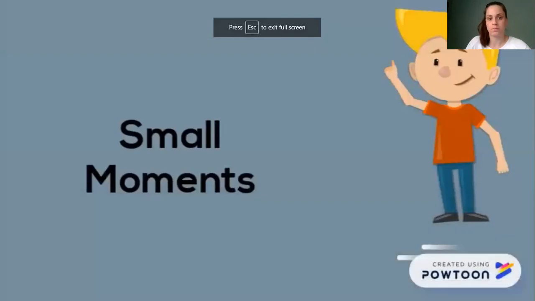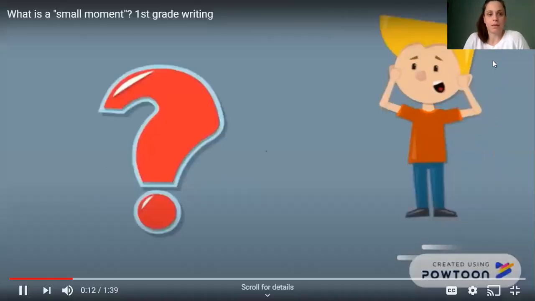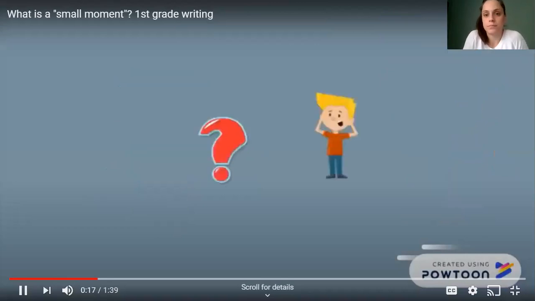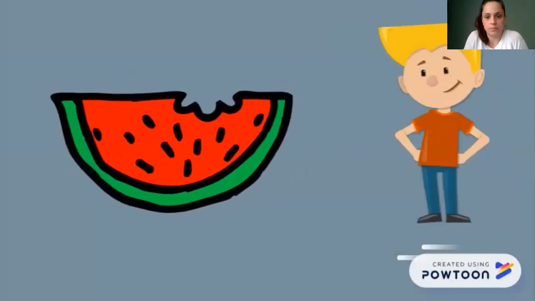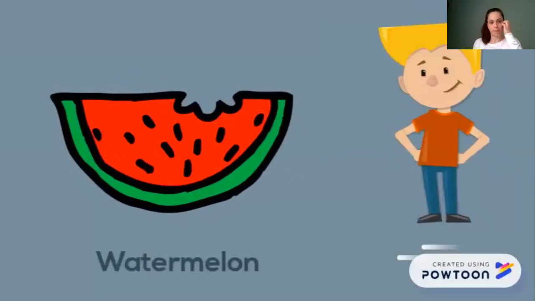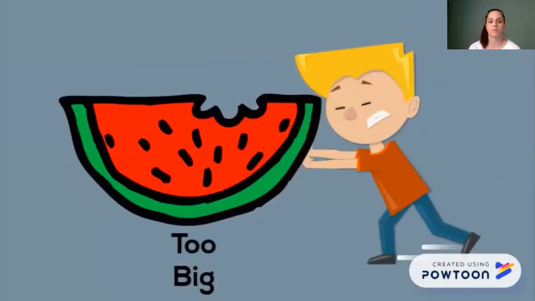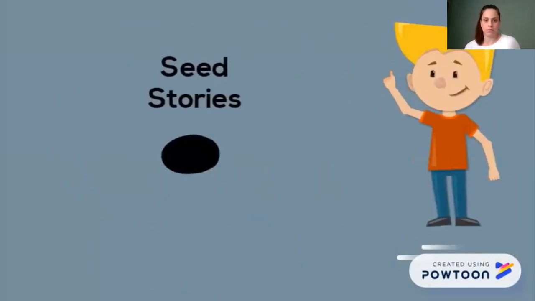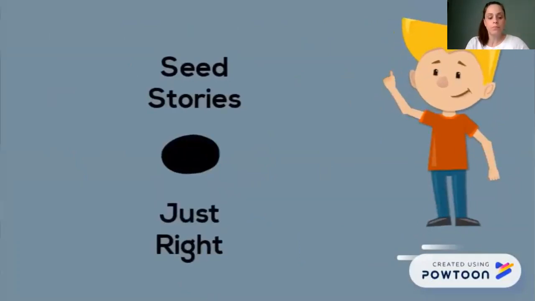Understand how to write about small moments. Huh? How do you do that? We can use a watermelon to help us understand. Yes, a watermelon. You see, a watermelon is a very big fruit, but inside are many small seeds. Some authors write watermelon stories. Those stories are too big. The best authors write seed stories. Those stories are just right.